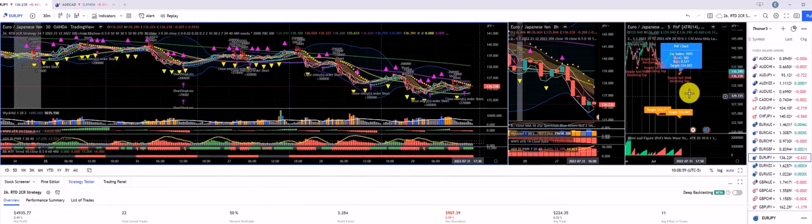Euro Japanese yen, we have a strategic picture. We have a price target to the downside at 124.043. Price action below the dragon. All the Japanese yen pairs were pretty much responding to inflationary pressures and the recession in the United States. We had some nice flows to the downside with a profit of $4,935.